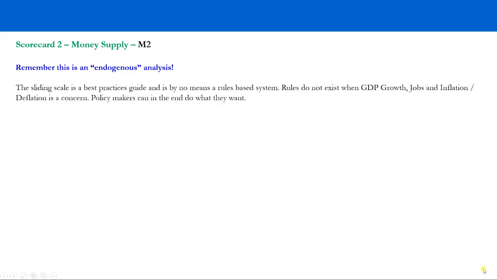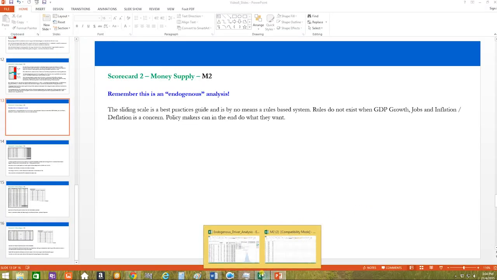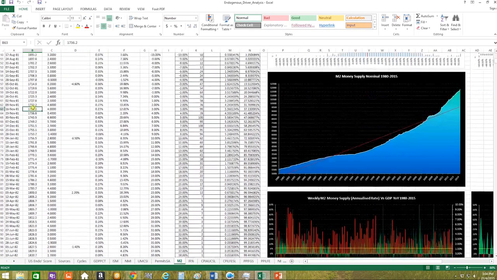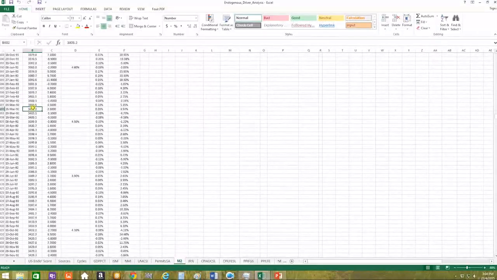Okay, now back to our analysis of M2 money supply. Let's have a look at the spreadsheet and how we actually go about scorecarding this. So if we go to the endogenous driver analysis spreadsheet, back into the M2 tab, one of the sensible approaches we can take is to look at an average of the last 12 weeks.